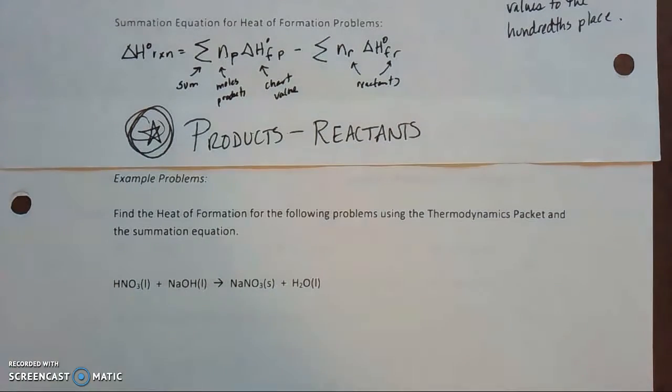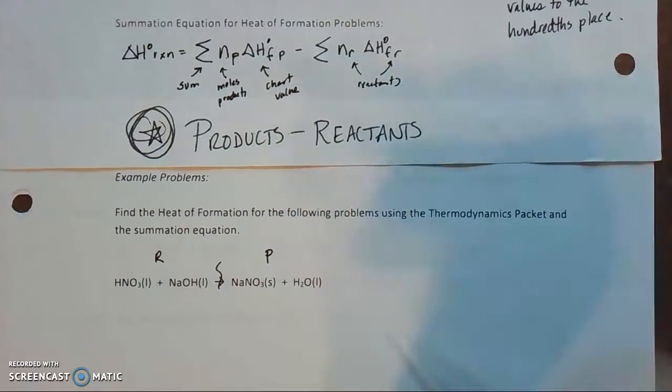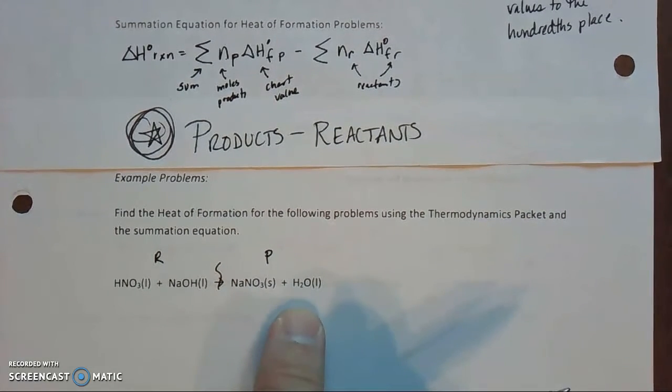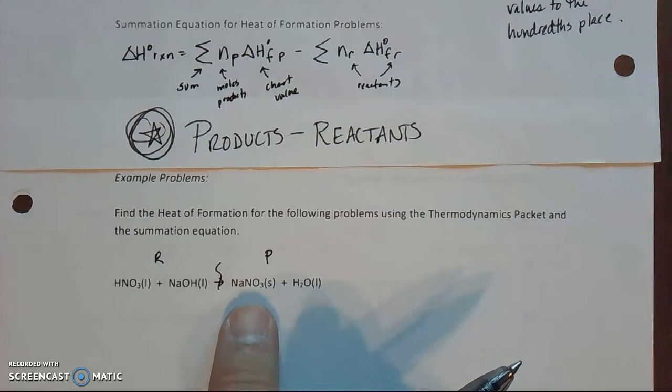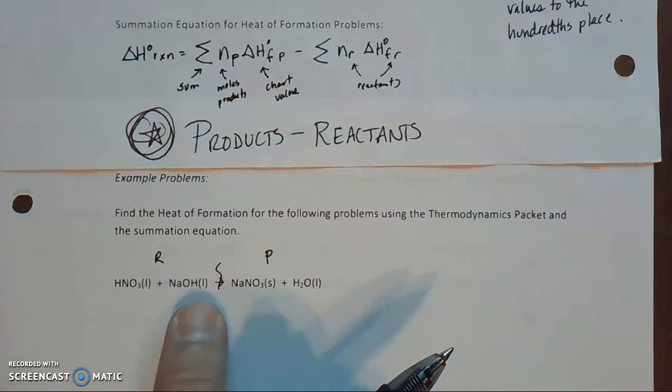And we said that we were going to use a summation equation, which was the sum of the moles times the chart value for products minus the same for reactants. If you remember, reactants are on the left of the arrow, products are on the right. So we're going to take the sum of these, each times its chart value. We have to look up the values for each one of these on the chart. Make sure that you have the right state of matter. We have 1 mole of each of these.